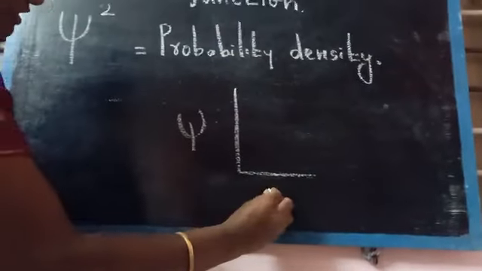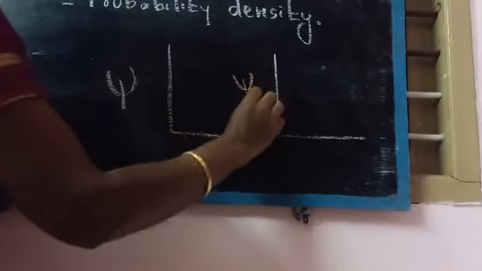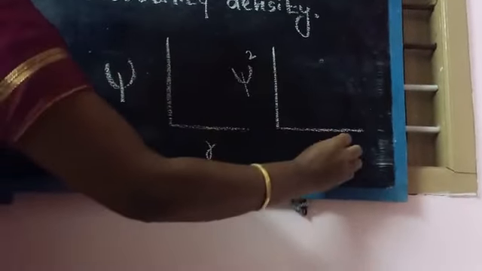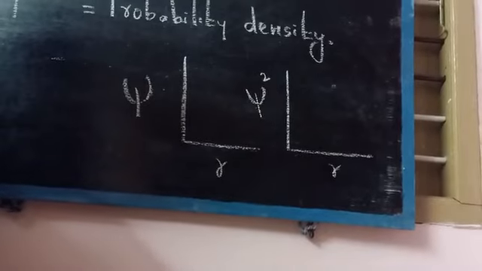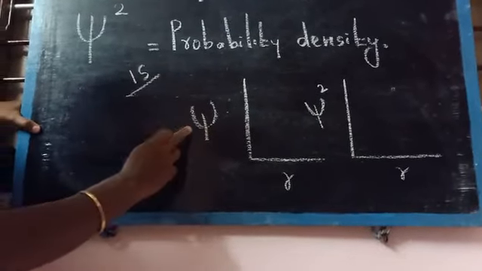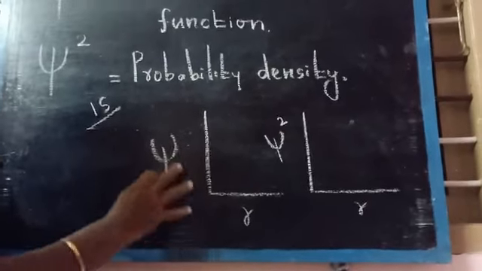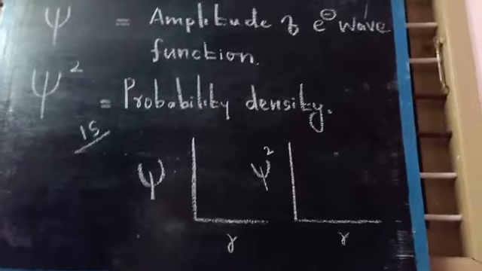Okay, psi versus r. And second one, draw the graph between psi square versus r. Are you clear, children? So from these two graphs, draw this another one. This one is for the 1s orbital. Okay, so from the psi versus r graph, we cannot get a clear idea about the probability density.